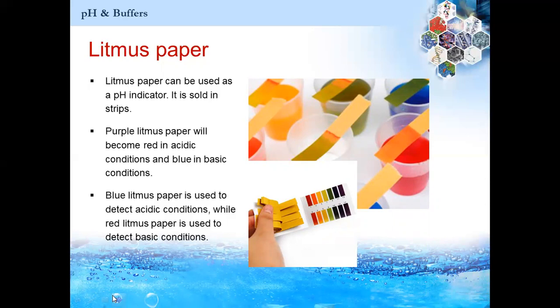Similarly, a blue litmus paper is used to detect acidic conditions, while red litmus paper is used to detect basic conditions. For example, if a red litmus paper turns blue, that means the solution is basic in condition, and if a blue litmus paper turns red, then it is said to be acidic in nature.